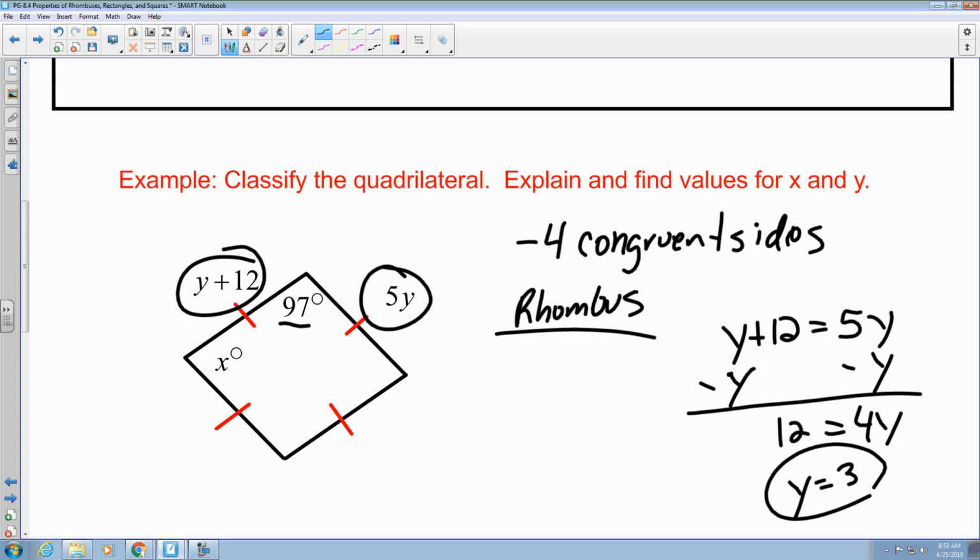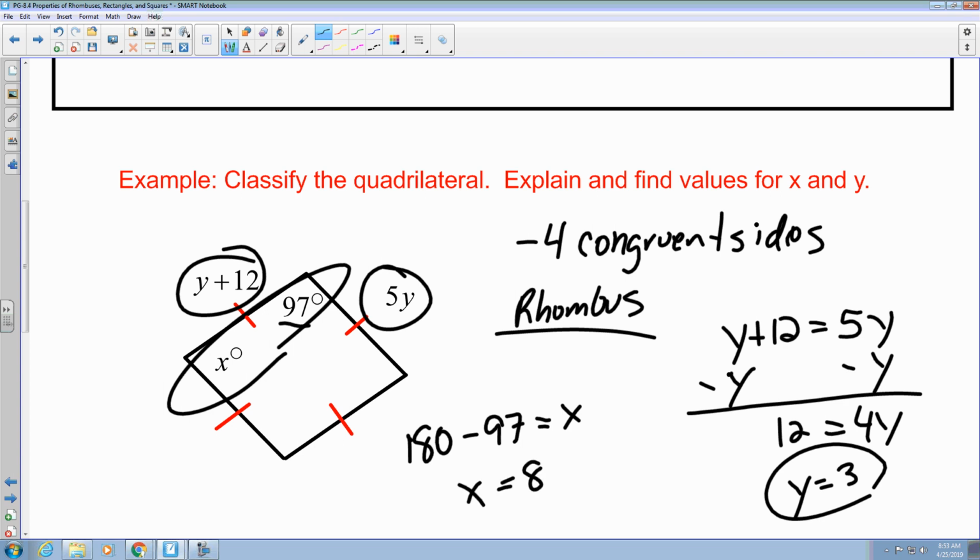Here, even though it's a rhombus, it still holds the same characteristics as a parallelogram. We were told that consecutive angles would be supplementary. So all we have to do to find x is take 180 subtracted by 97. That's going to equal x. So 180 minus 97 gives us 83. So x is going to be 83 degrees.